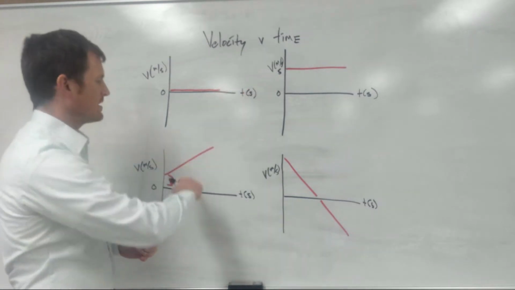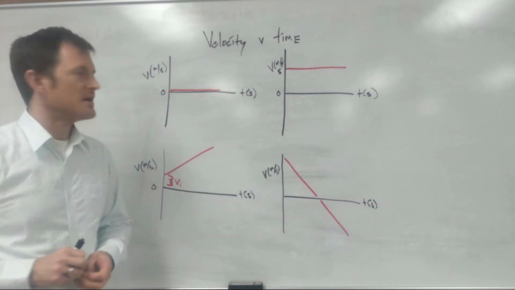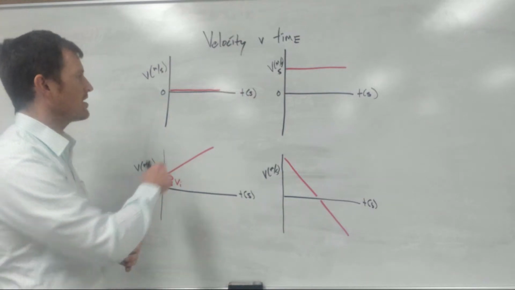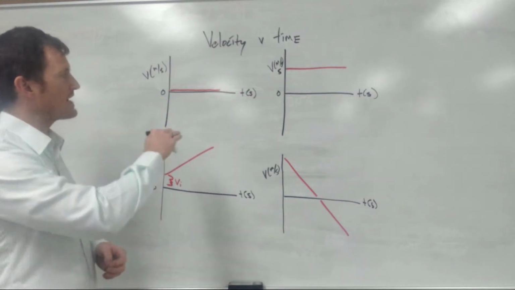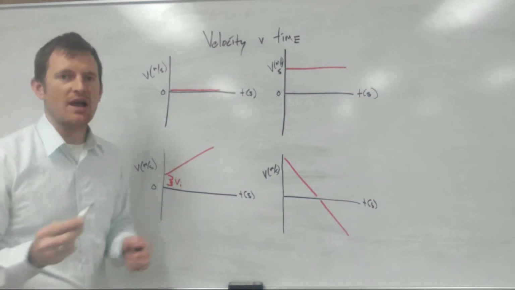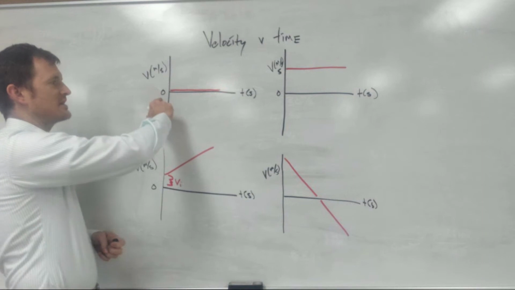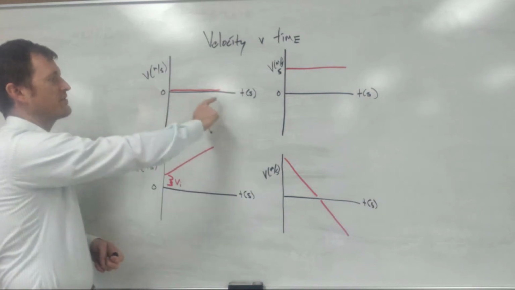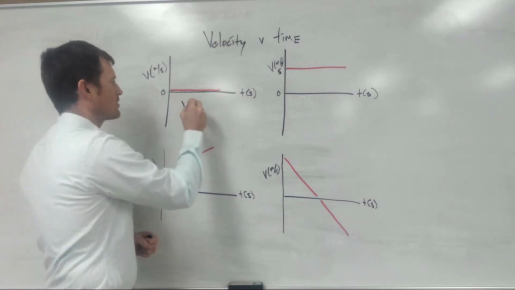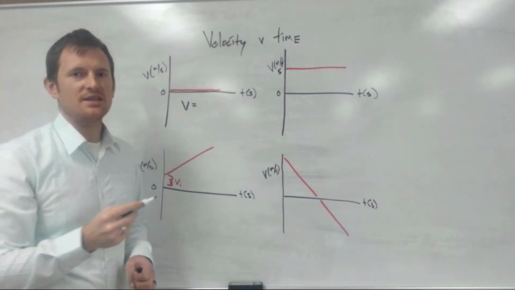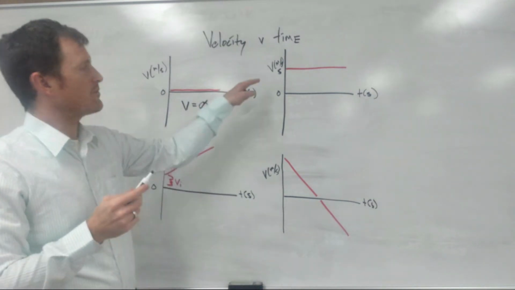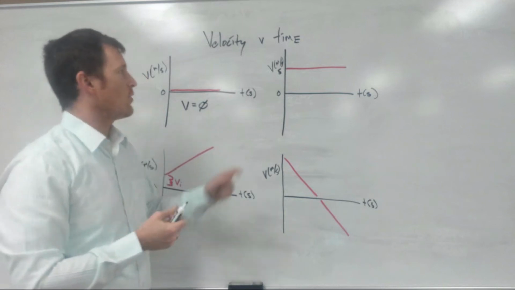The red line is our graphed velocity. So here on my first graph up here, this looks like a flat line at 0. So what does that mean on a velocity versus time graph? As we can see, our velocity is here at 0, and with a flat line, it means that the velocity is not changing. So when your graph of velocity versus time looks like this, it means that your velocity is equal to 0.